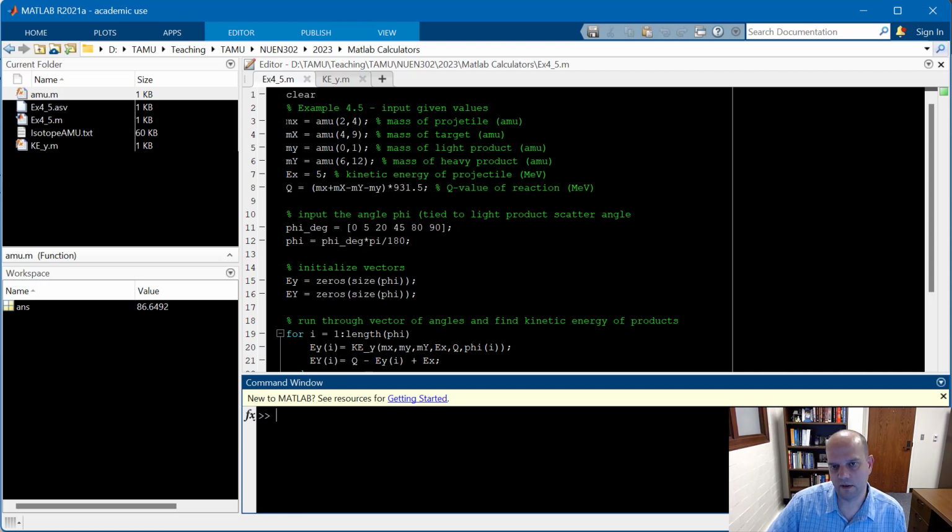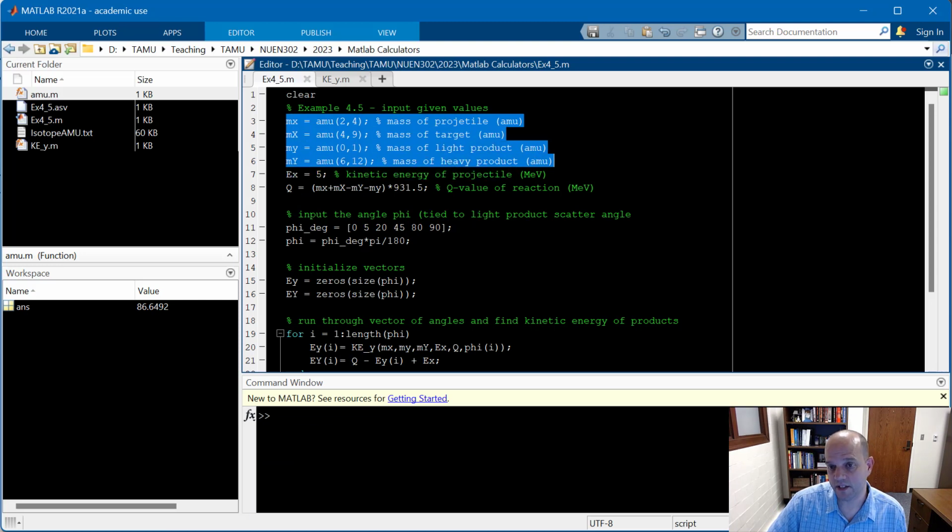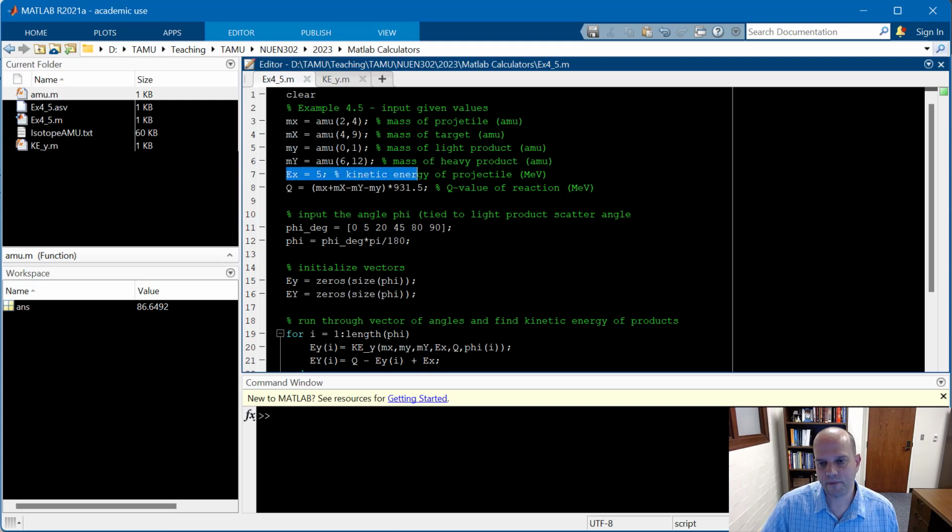But here's all my inputs in this file: just the number of neutrons and number of protons, and the number of nucleons in each of the 4 masses that I'm dealing with here. The other input is my projectile kinetic energy, and then I use that to calculate Q. I've got my 931.5 here to calculate my reaction.